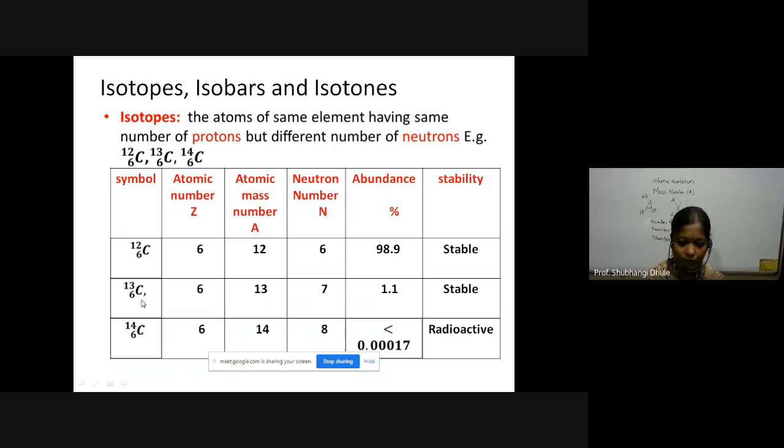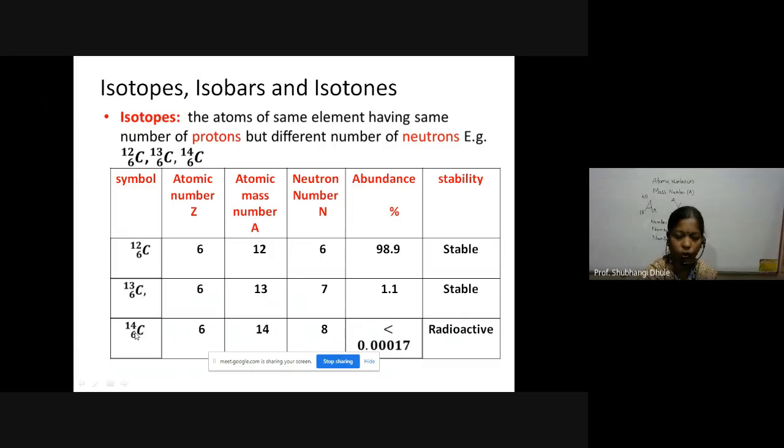Then carbon-13, the second isotope: atomic number is 6, atomic mass number is 13, so the number of neutrons is 13 minus 6, which is 7. Natural abundance is 1.1%, and this isotope is a stable one.